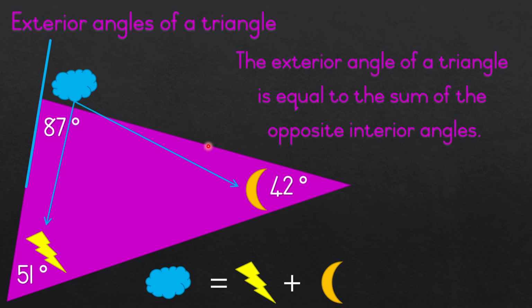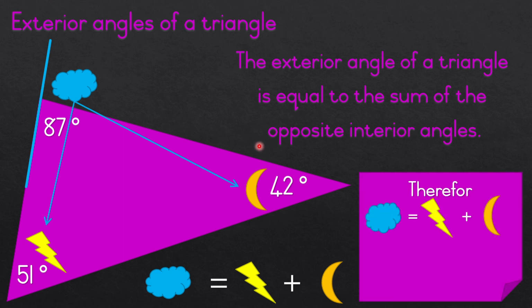Let's give them values and see if it works out. Our blue little cloud will be equal to this angle, which is 51 plus 42. So cloudy equals lightning plus moon. If lightning is 51 and moon is 42, then cloudy will be the sum of them, which is 93 degrees. And that is our exterior angles.